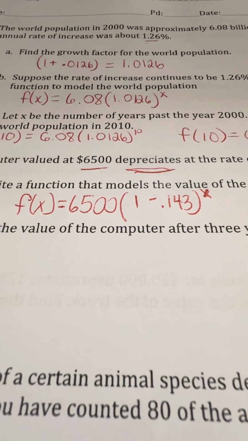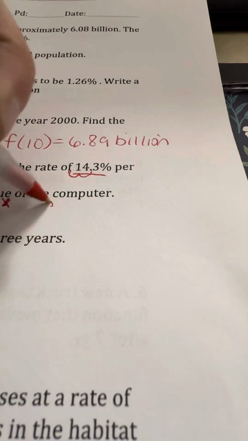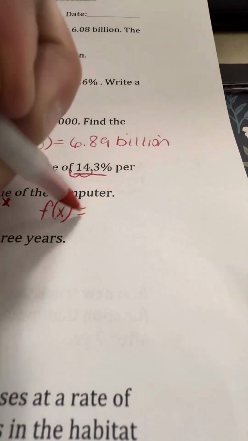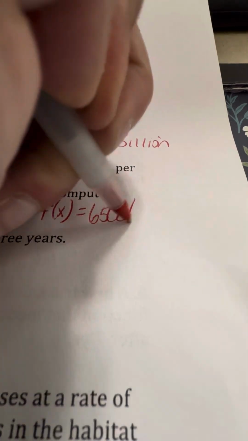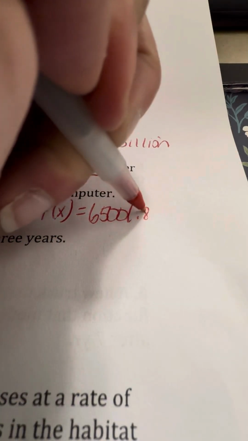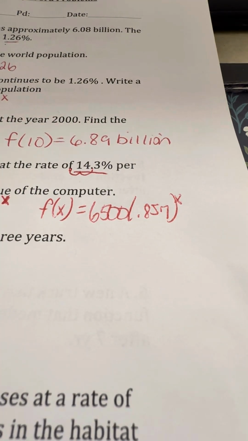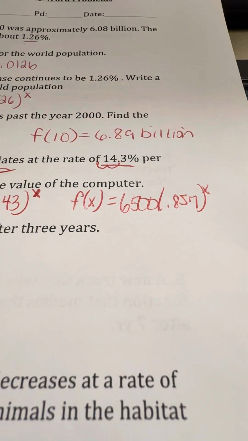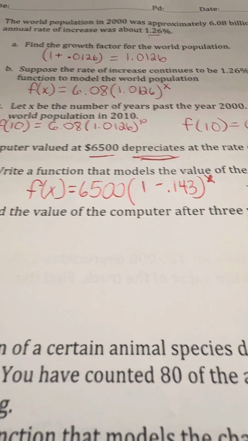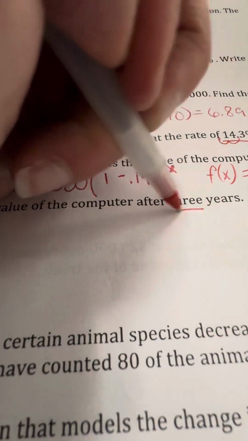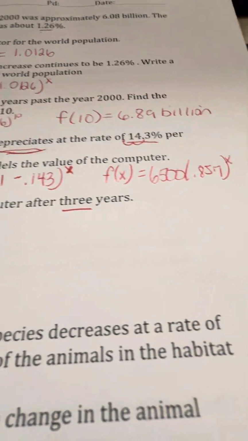So if I want to clean this up and make it a little bit nicer looking, I would write this as f of x is equal to 6,500, and then in parentheses, 0.857 to the x power. So that's how I would write this function neatly. And then if I want to know what the value is after 3 years, that's what my value of x is going to be replaced with.